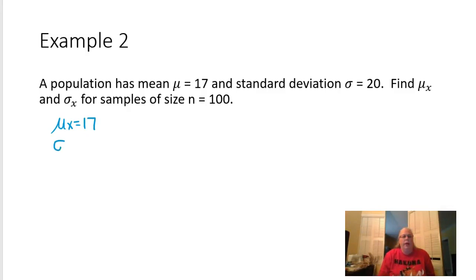Our sigma sub x is going to be equal to the standard deviation, in this case that's 20, divided by the square root of n, and in this case that is 100. The square root of 100 is 10, and then 20 divided by 10 is going to be 2.